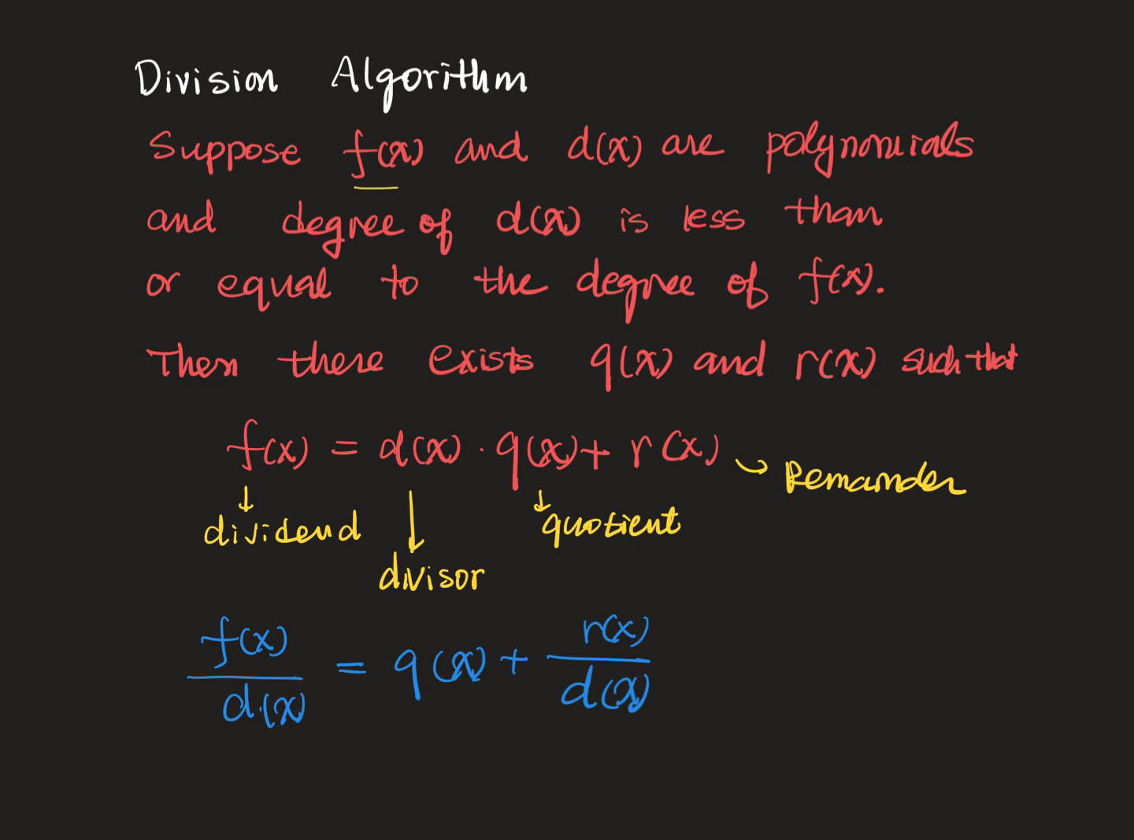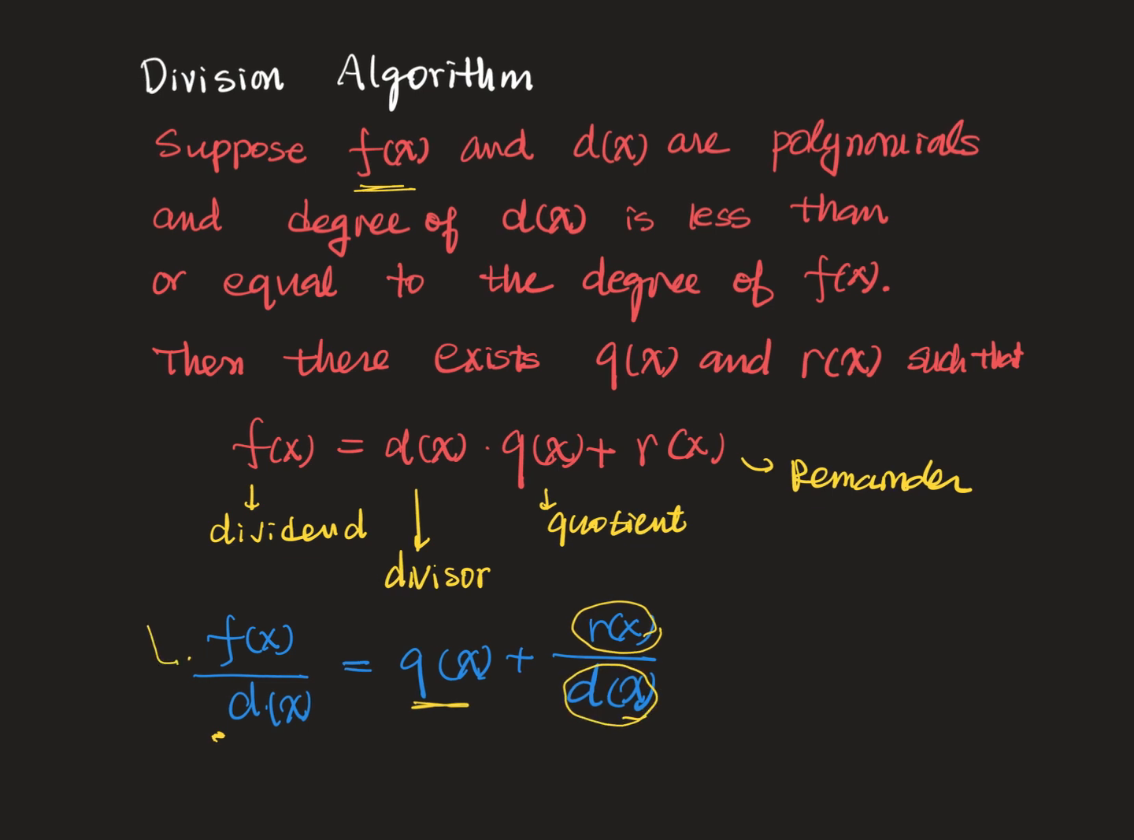So you have f(x) divided by d(x). This one is the dividend. This is the divisor. Then you find the quotient plus the remainder, r(x) divided by d(x). That's one way. Another way: f(x) equals d(x), the divisor, times the quotient, plus r(x). That's what we call the division algorithm. So after you finish the division, you always write one or the other way of the division of polynomials.